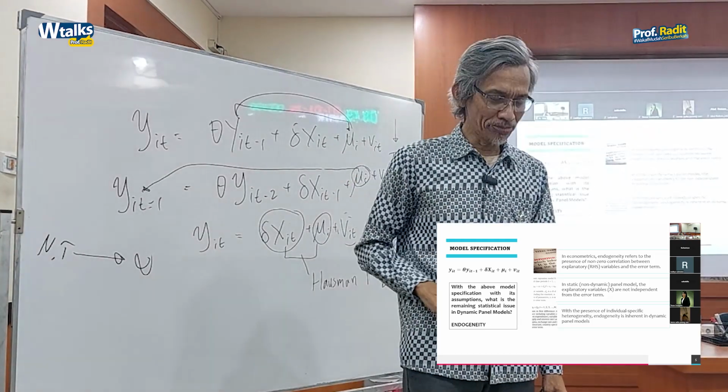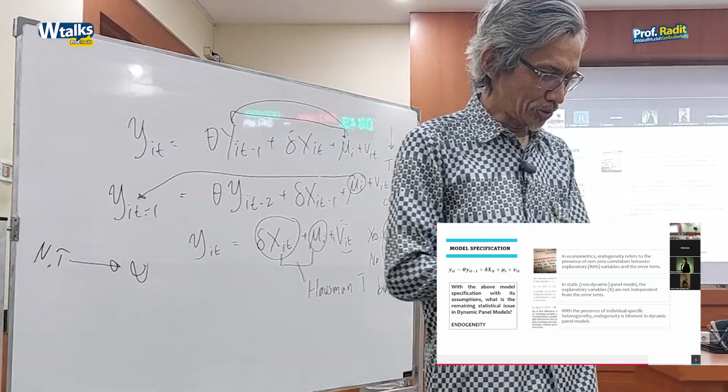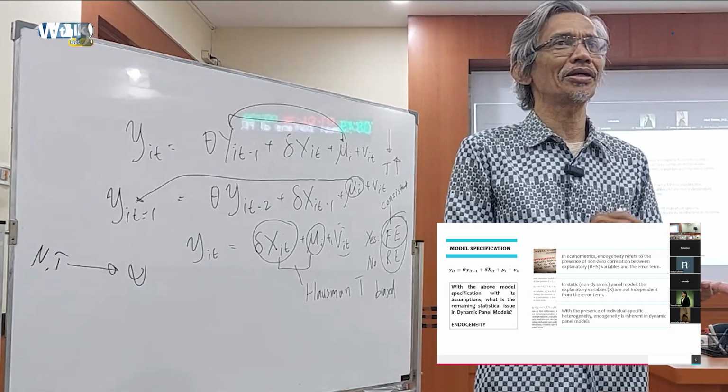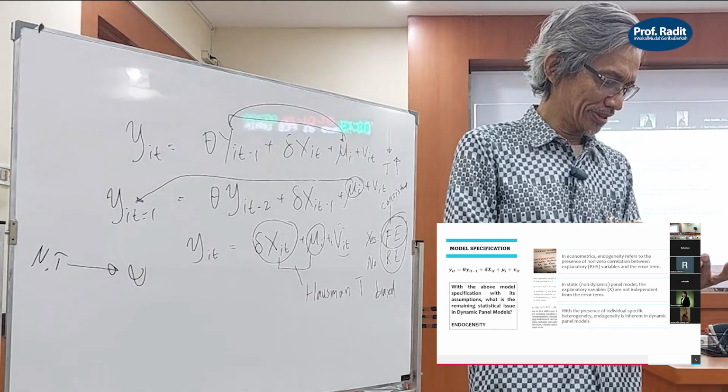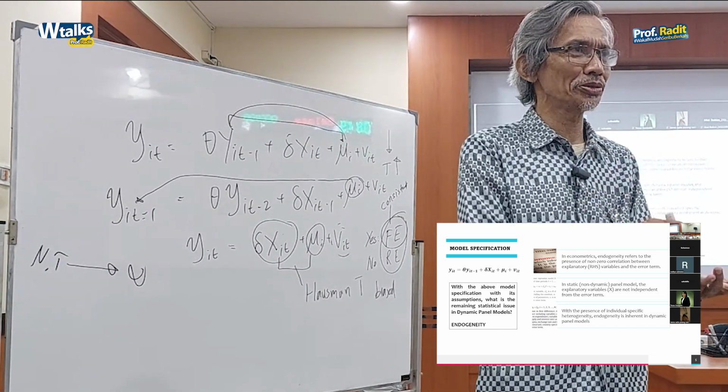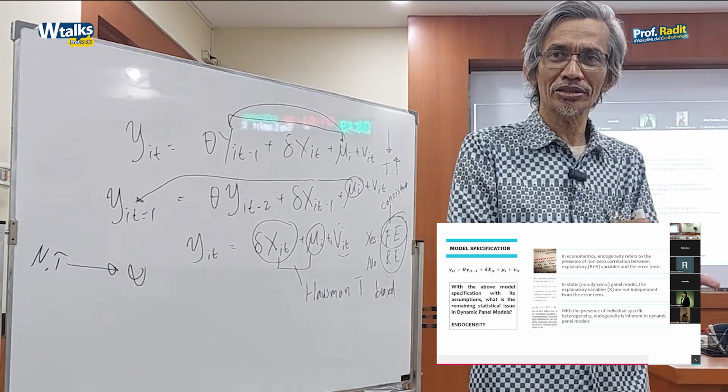Because most of the time people do this. I want to use GMM, right? Why? Because these are advanced techniques. I want to use this. And then you specify the model so that GMM can be used. And that's not the right sequence.